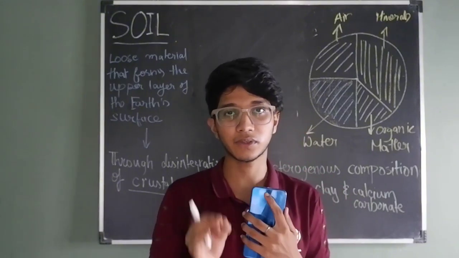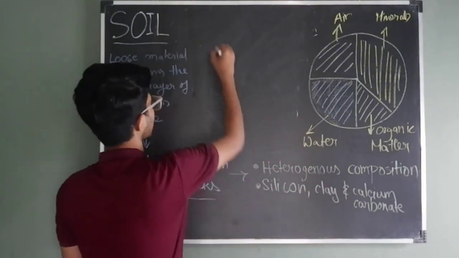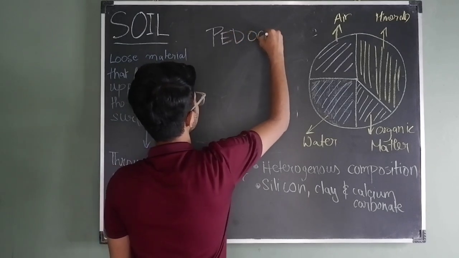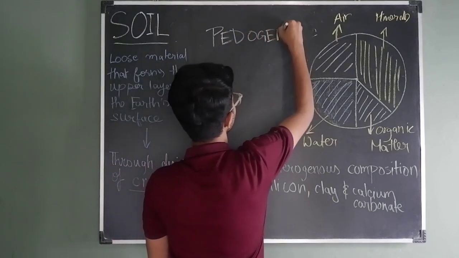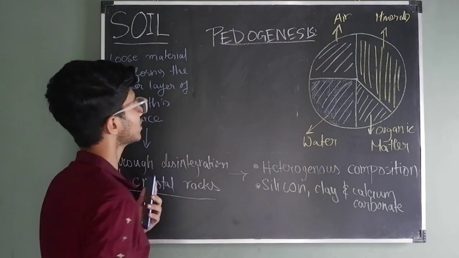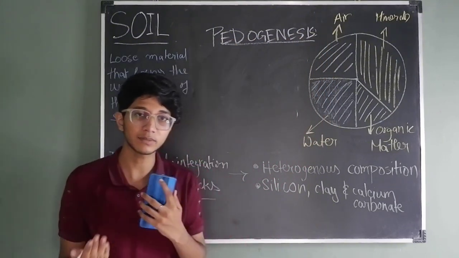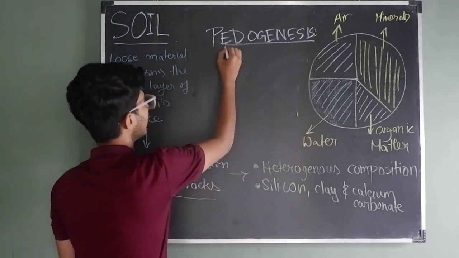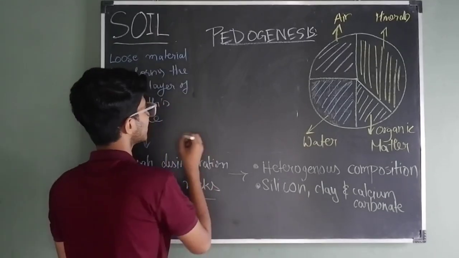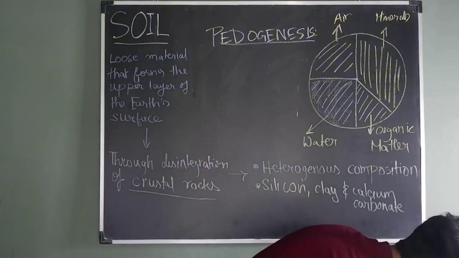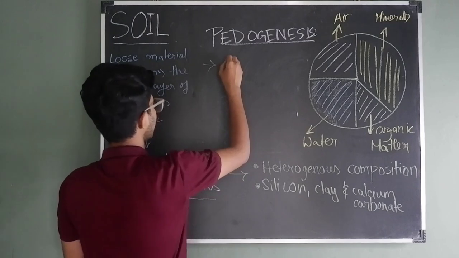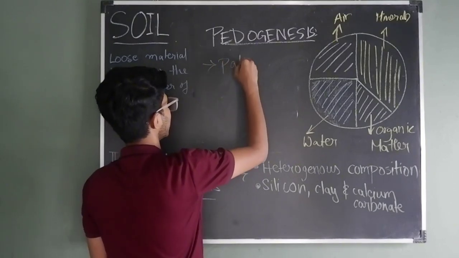The formation of soil is known as pedogenesis. So what is pedogenesis? Pedo means soil and genesis means formation. How is it formed? There are various factors or agents responsible for this, okay? The first being the parent material.